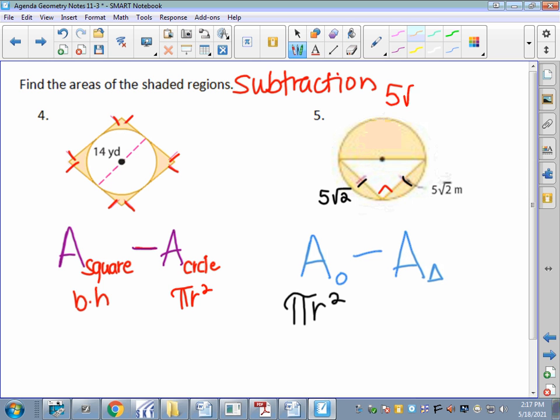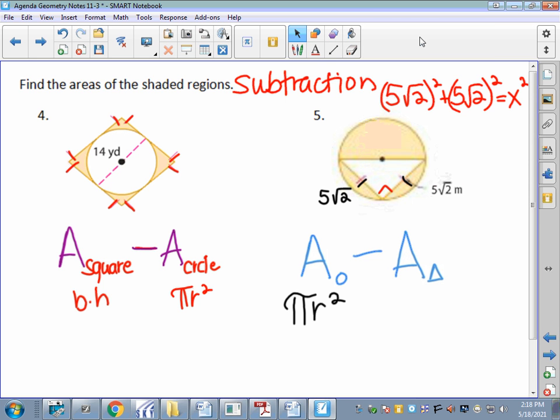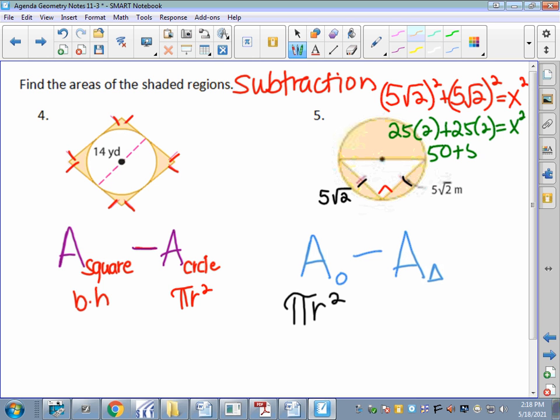So 5 square roots of 2 squared plus 5 square roots of 2 squared equals x squared. You've got a calculator to do this for you, but if you're really watching, 5 squared is 25, the square root of 2 squared is 2. So that's going to be 50 plus 50 equals x squared. Well, this one's really easy. If x squared equals 100, this has to be 10. I now know everything I need to figure these two things out.